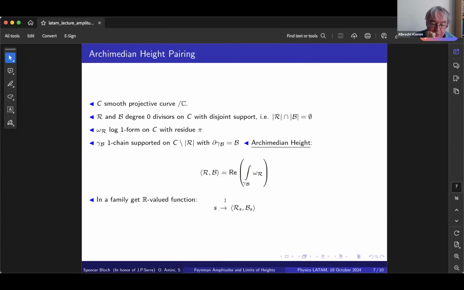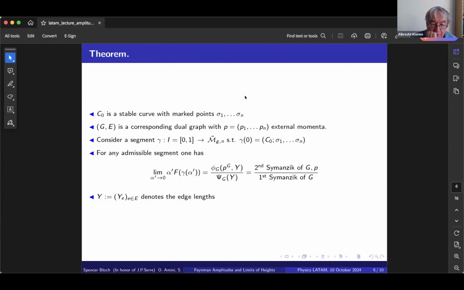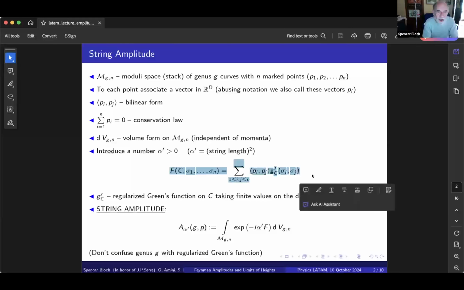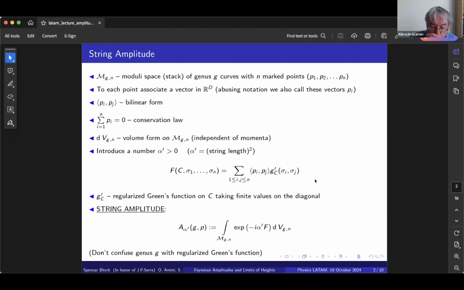Maybe can you go to the first theorem? Okay, this was the first theorem. Here gamma seems to depend on alpha, right? Yes, there's F of gamma of alpha. That's a good point. What is F here? Presumably F was defined in a previous slide. F was in the string amplitude, right? Yes. F is this function.